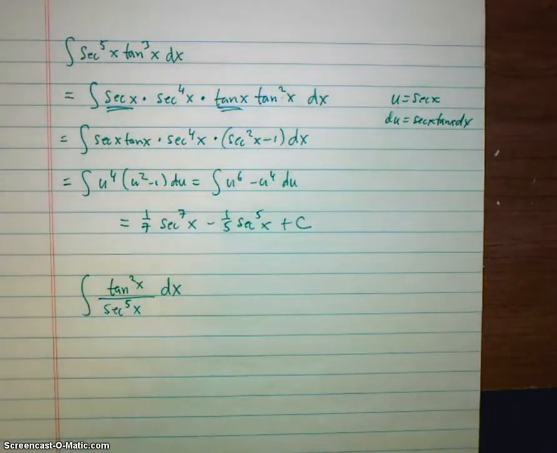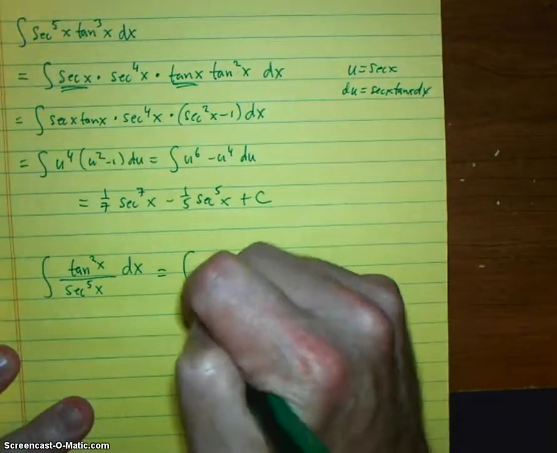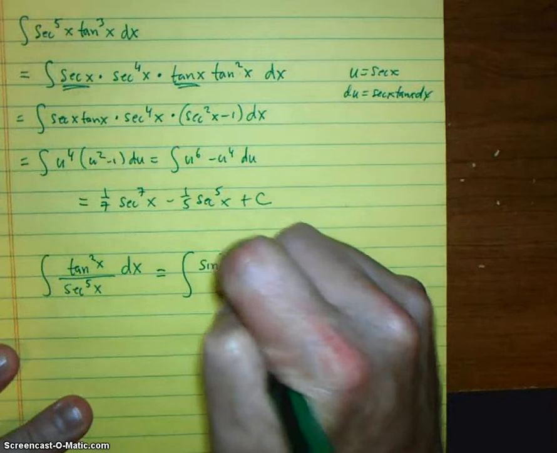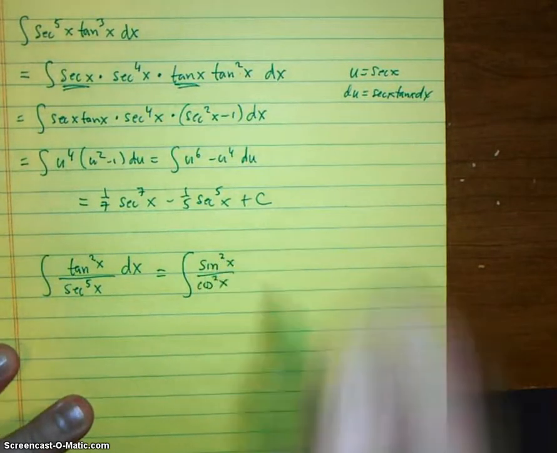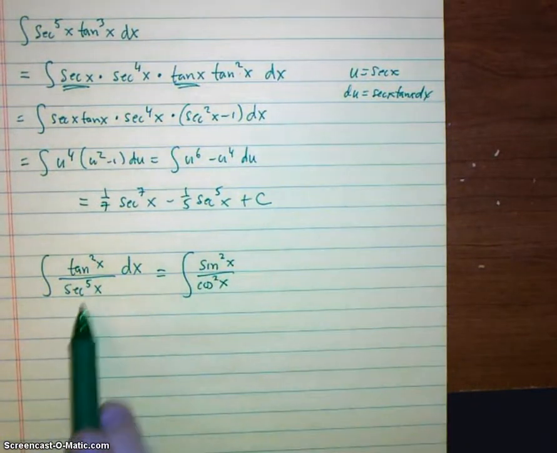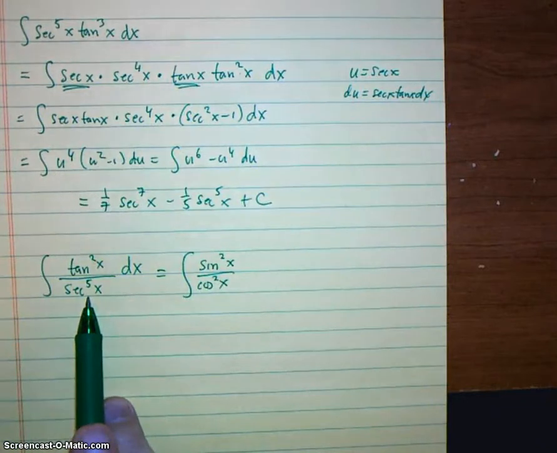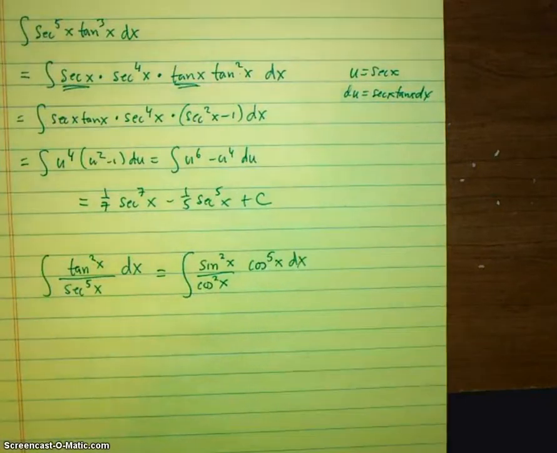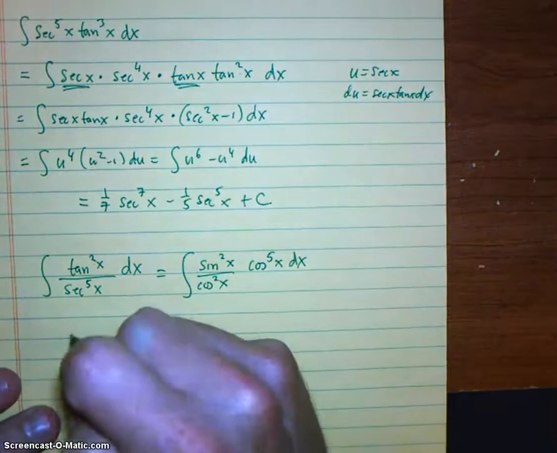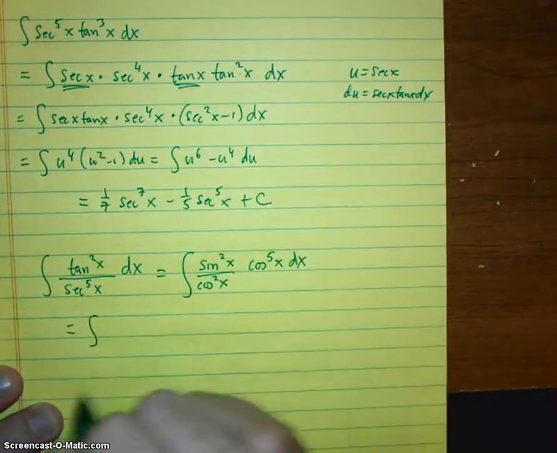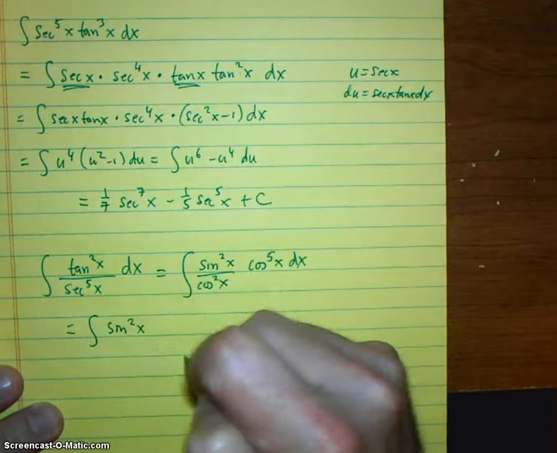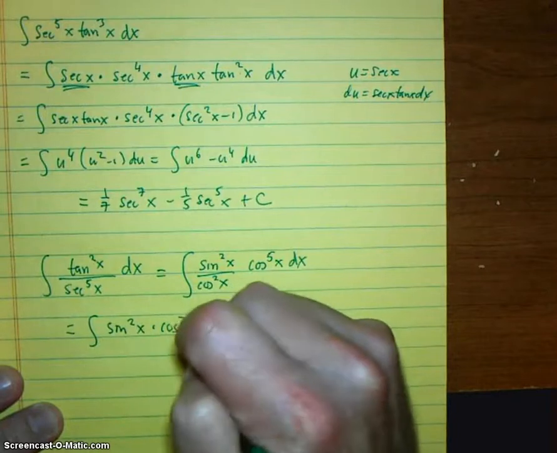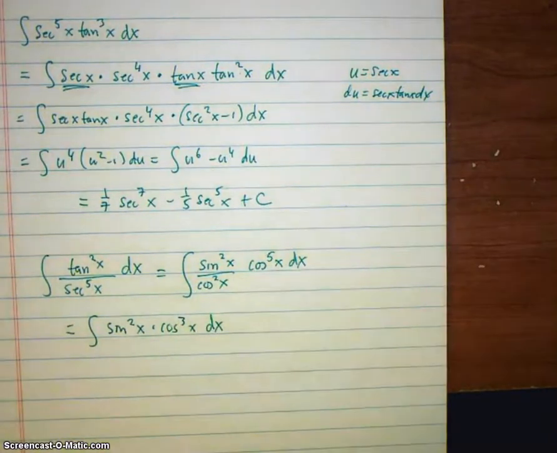So the general idea here is usually convert things into sines and cosines. So this is going to be integral sine squared x over cosine squared x. That's what tangent is. And then remember, secant is the reciprocal of cosine. So since secant to the fifth is on bottom, that's the same as cosine to the fifth on top. Now we can reduce, and we have sine squared x times cosine cubed x dx, and now we're in a good shape.